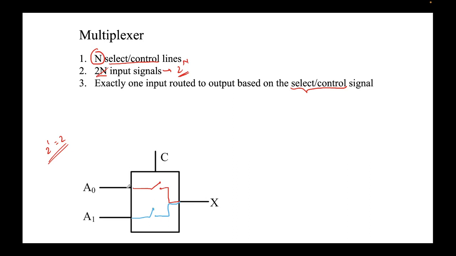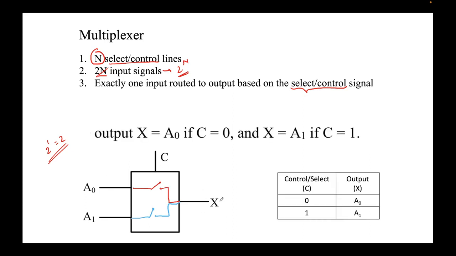So the current, so to speak, you can assume, will be flowing only in one of these paths. So either A0 will reach X or A1 will reach X. Both of them cannot reach X simultaneously. This is why the name multiplexer. So out of many inputs, only one input will be able to reach the output. And that's the whole game.